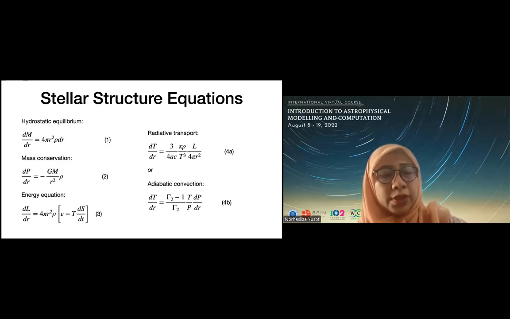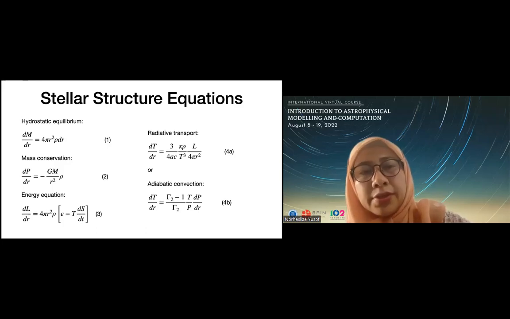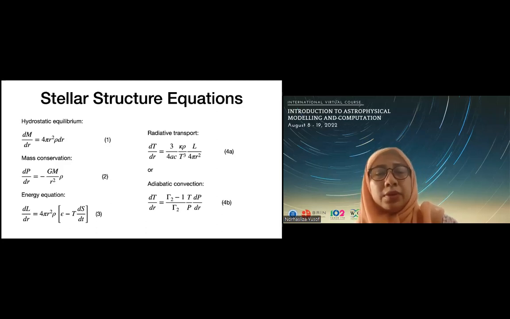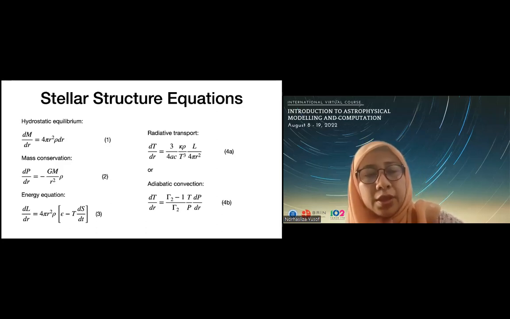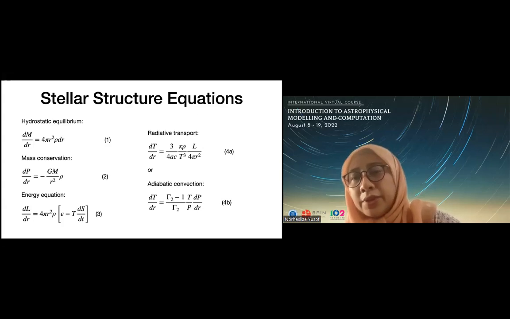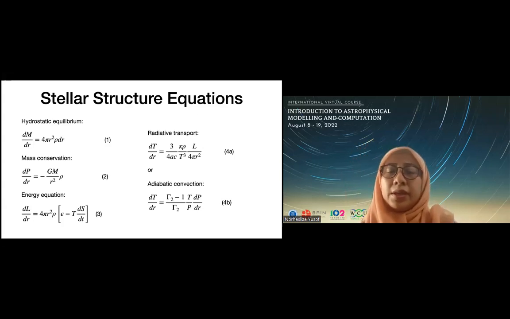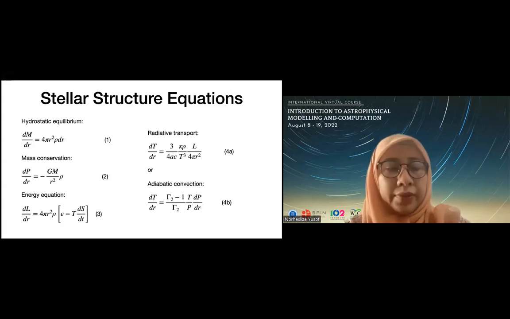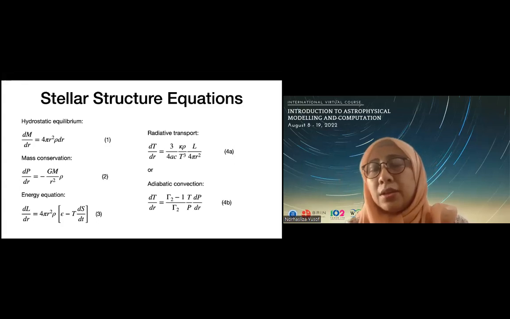When we speak about a star, definitely we have a temperature difference. The temperature gradient can be in two ways: either radiative transport or adiabatic convection. For example, if the star is purely radiative, like our sun, we have to use equation 4a. If we have a more massive star, for example 7 or 8 solar masses, the radiative transport will change into adiabatic convection.